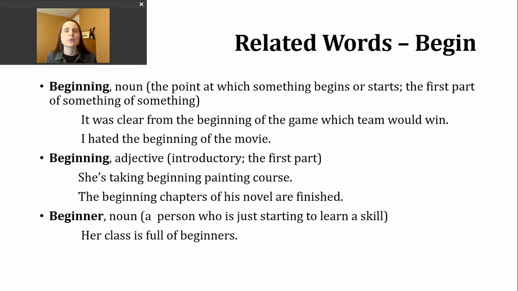Now, the last word we're going to take a look at is the noun beginner. This is a person who is just starting to learn a new skill. So an example of that, her class is full of beginners. This can refer to a wide variety. This really doesn't have anything to do with age. I have known of people in their 50s and 60s to say, I'm a beginner swimmer. I'm just learning how to swim, even though I'm older. And I think it's always great to try new things, learn new things. So there's nothing wrong with being a beginner.